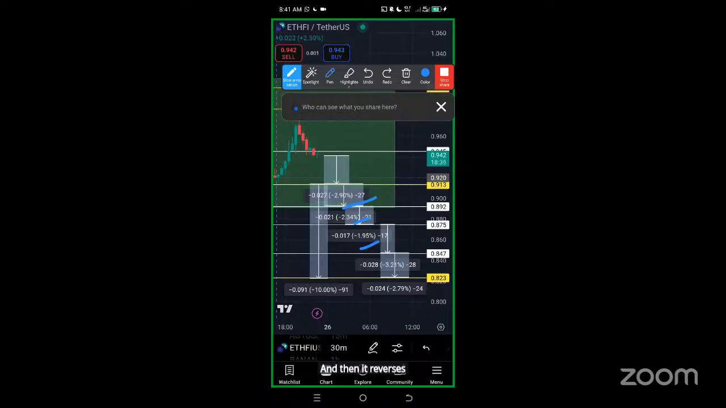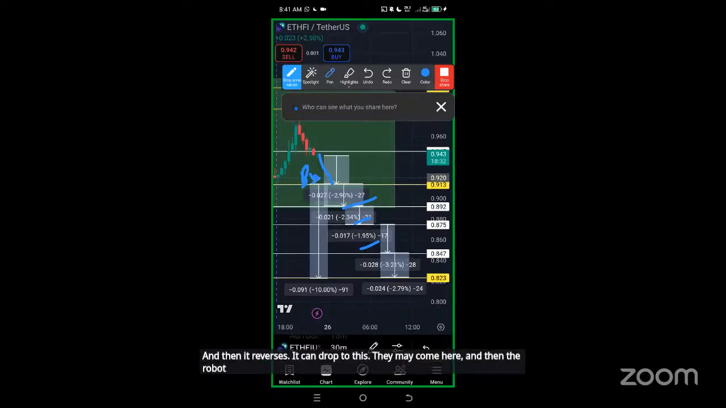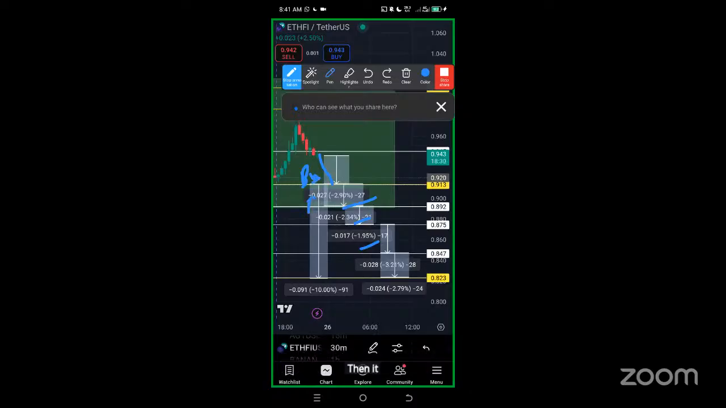It can drop to this, it may come here, and then the robot buys first call, right? Then it drops maybe here. The robot buys the second, then maybe here third. Then eventually it just reverses and goes up. It is okay. Or it may even drop all the way to this before it reverses and goes up.